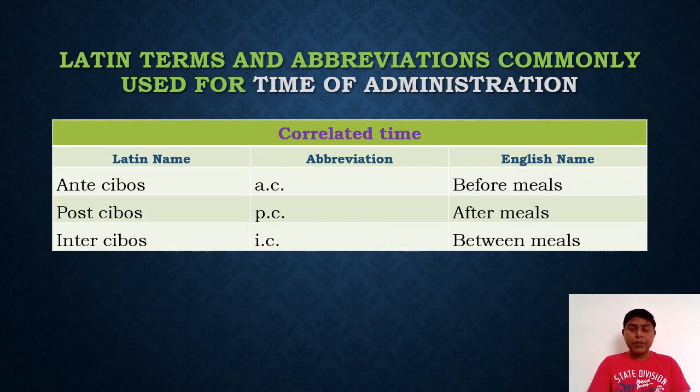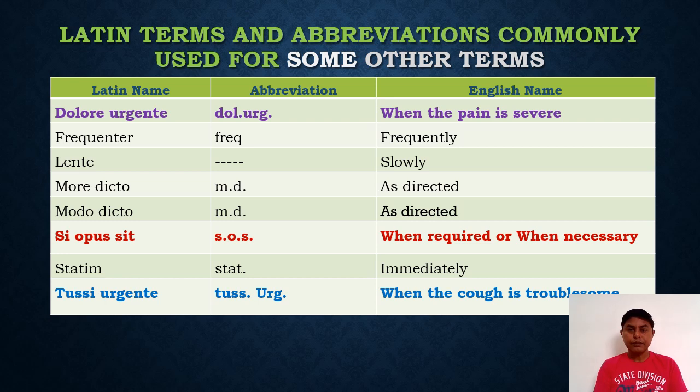Then time of administration is correlated with meal times and is very important, because they commonly use ante cibos, before meal, post cibos, after meal, inter cibos, between meals, etc. Some other terms are given in Latin and their abbreviations are given, and the important ones are there in the color one.